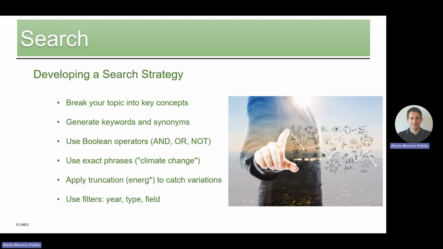Think of both broad and specific terms. Use Boolean operators. Most academic search tools allow Boolean logic: AND, OR, and NOT to combine keywords. AND narrows the search by requiring all terms, OR broadens the search by including any of the terms, and NOT excludes terms you don't want.